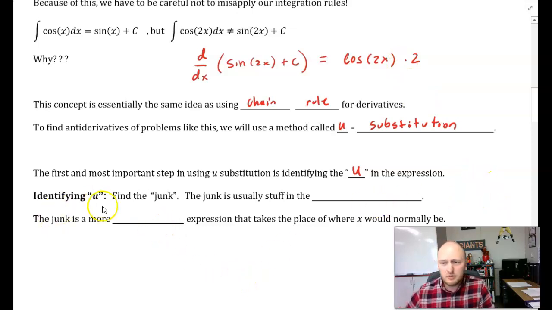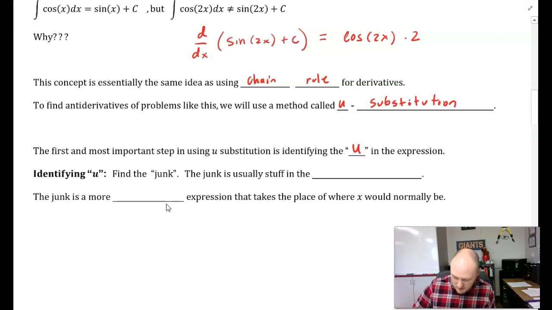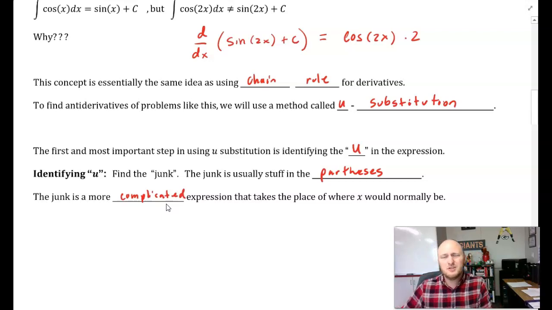Now, what is u? Well, Brian Passwater likes to call it junk. The junk in the trunk. Find the junk. And the junk is usually, sometimes not always, the stuff in the parentheses. The junk usually is a more complicated expression that takes the place of where normally just a simple x would make it look so much prettier, right? So it's very, very ugly, just like maybe you before you put on makeup, right? You put on makeup, oh, it's nice, okay? The u, what we're going to do when we substitute, is like the makeup.